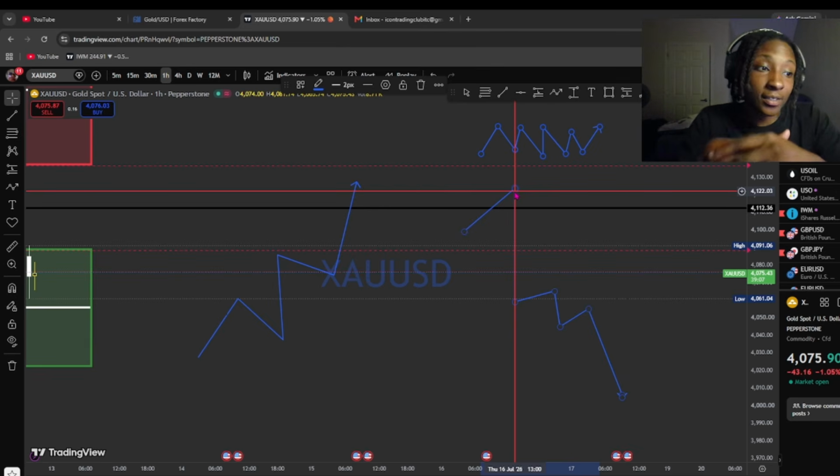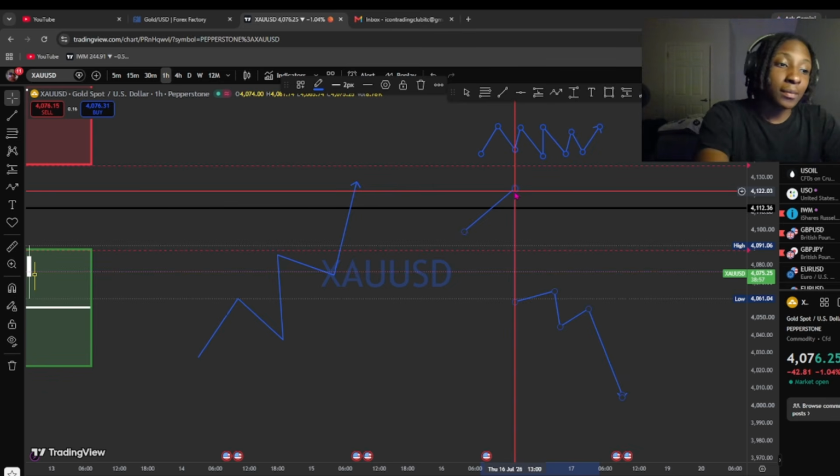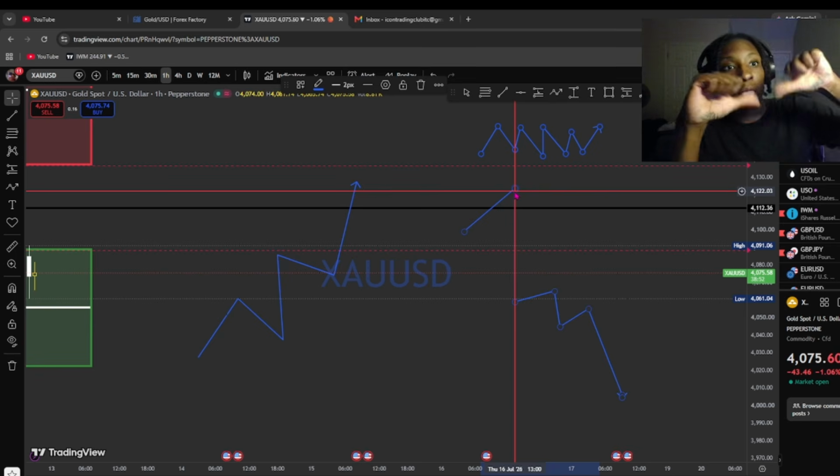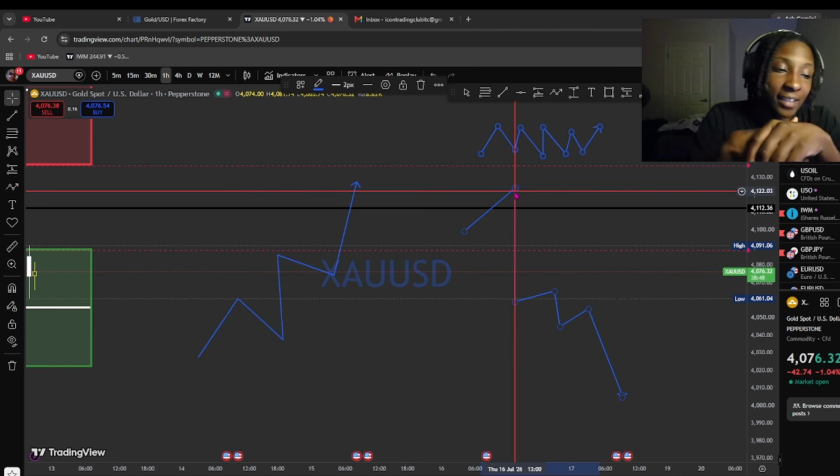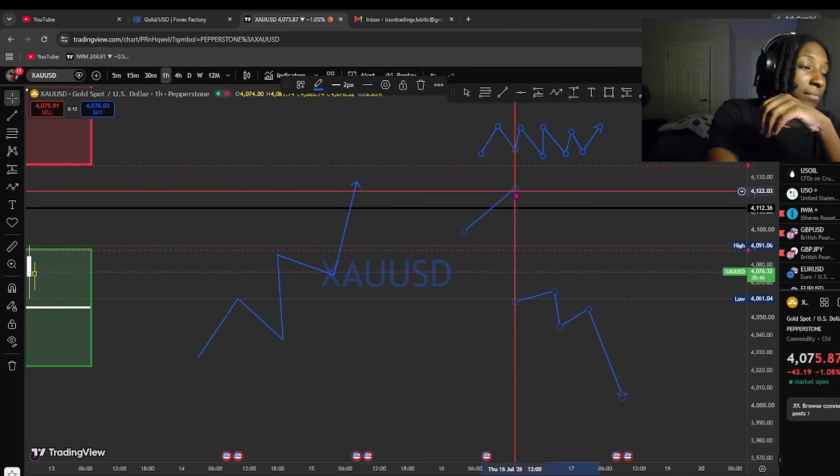So the goal isn't to predict every move. The goal is to recognize high probability setups where the market gives you a reason to enter or not enter at all. Some days the markets have great opportunities. Other days, the best trade is no trade at all. Price action helps you recognize the difference.